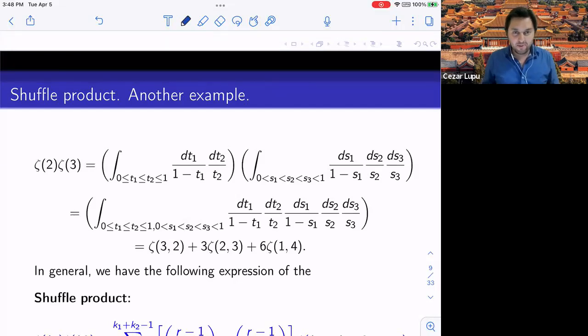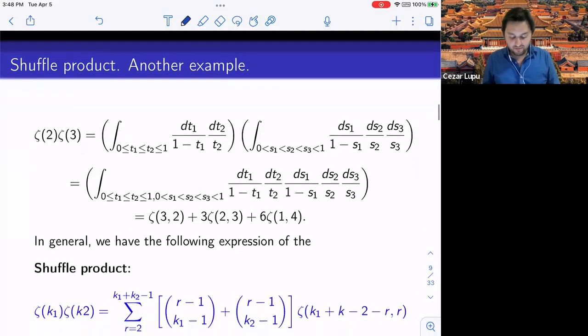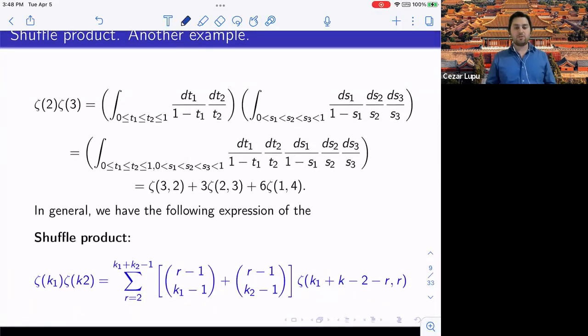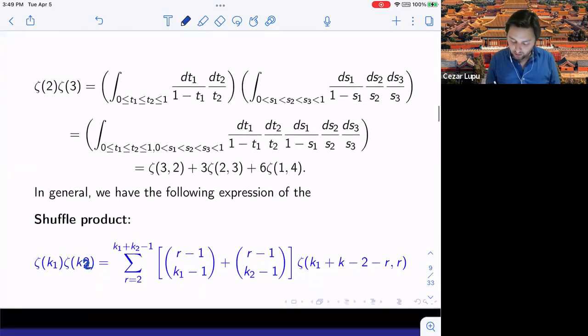And again, you can play around like this with all the values. In fact, the general version of the shuffle product, which is not trivial to see, but you can prove it in an elementary way. So when you, okay, here is a mistake. So this is K2. So zeta of K1 times zeta of K2 you can write in this way. So this is a sum where you have these binomials. And here, as you can see, this is a double zeta value.